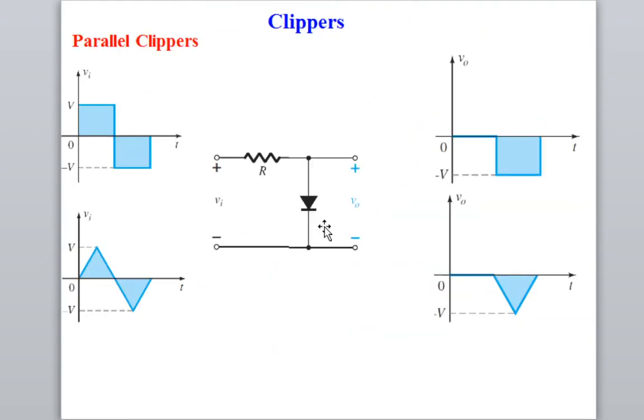So you are getting the negative portion of the output signal. Similarly, if you have a triangular wave, the positive region will be clipped and you will get the negative voltage at the output. This kind of clipper is known as the parallel clipper. Now, here I have given a very simple example of a parallel clipper.